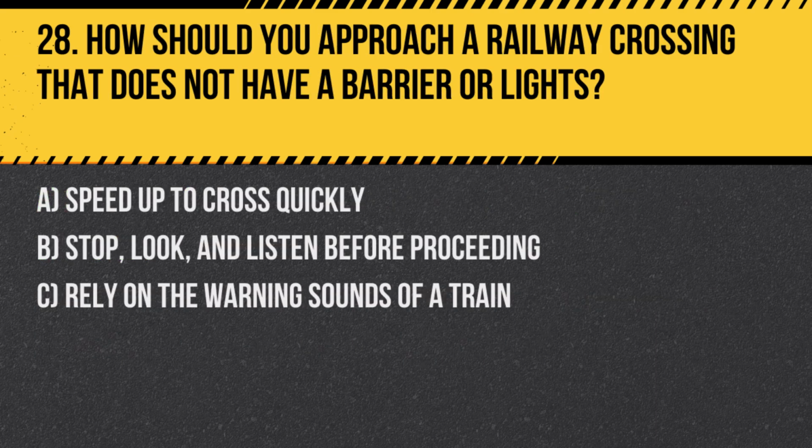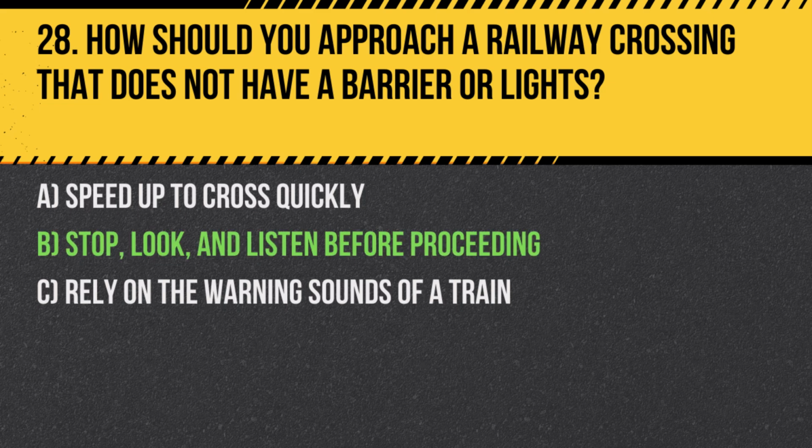Question 28. How should you approach a railway crossing that does not have a barrier or lights? A. Speed up to cross quickly. B. Stop, look, and listen before proceeding. C. Rely on the warning sounds of a train. Answer: B. Stop, look, and listen before proceeding. At railway crossings without barriers or lights, it's crucial to stop, look both ways, and listen for trains before proceeding, ensuring it is completely safe to cross.